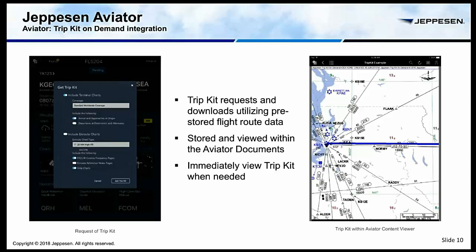But what Jeppesen Aviator has done is we've built this TripKit integration directly into Aviator, so that you simply load a flight onto the Aviator dashboard and hit the TripKit link. Since we already have the flight package and the routing data, we simply share that to the TripKit server, and then we automatically download your PDF directly into Aviator for that specific flight. So regardless, you have your primary charting functionality and also your backup charting functionality all within one application.